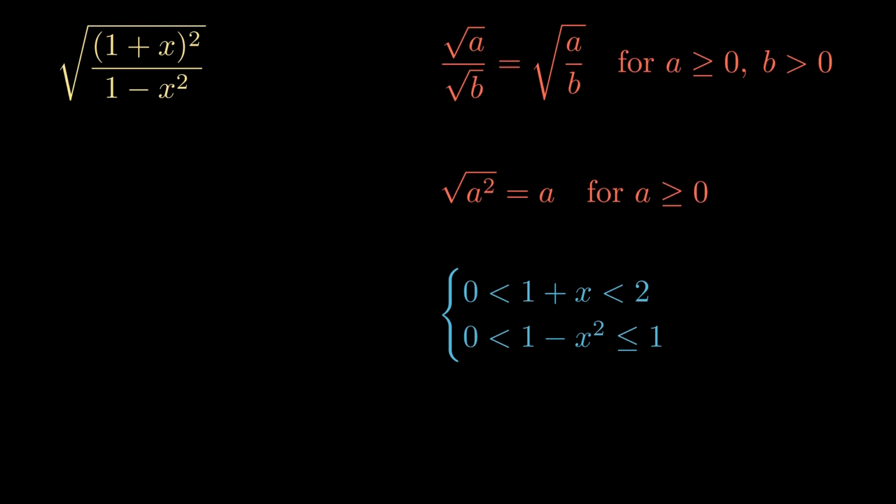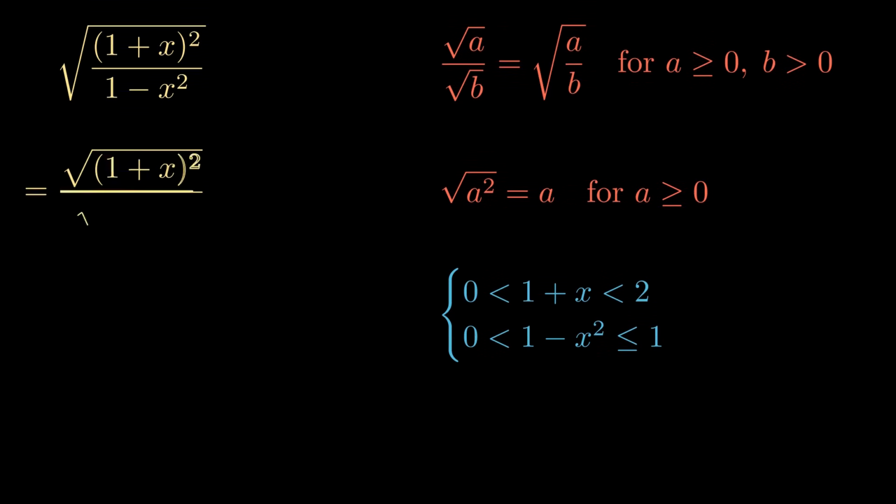Let's look at the expression square root of 1 plus x all squared over 1 minus x squared for a moment. 1 plus x all squared is non-negative since the square of any real number is non-negative, and 1 minus x squared is also positive since 0 is less than 1 minus x squared, which is less than or equal to 1, which we just worked out. This means we can apply the rule square root of a over square root of b equals square root of a over b when a is non-negative and b is strictly positive.